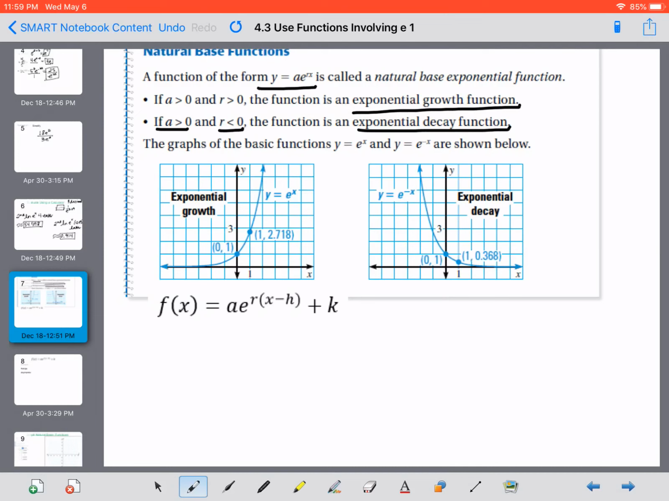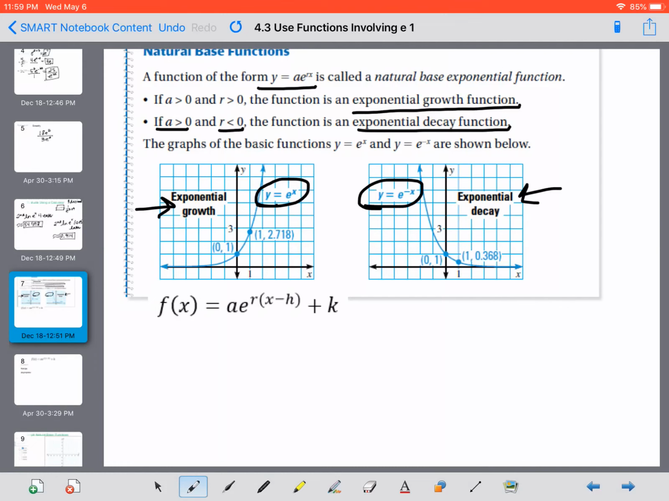So if we look here at your two graphs, this graph here is exponential growth, this one here is exponential decay. The exponential growth has a positive exponent and the exponential decay has a negative exponent. And that makes sense because the negative exponent means reciprocal. So you'll have 1 over e, so 1 over 2.71828. Whatever that is, a fraction that's less than 1.